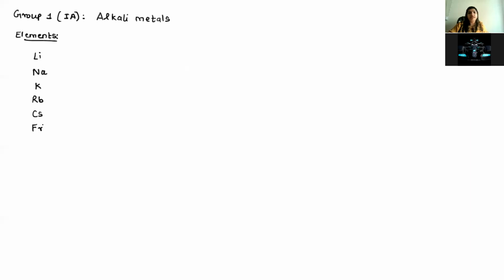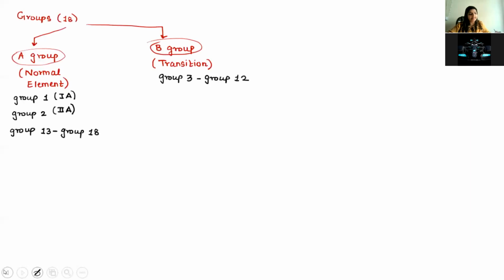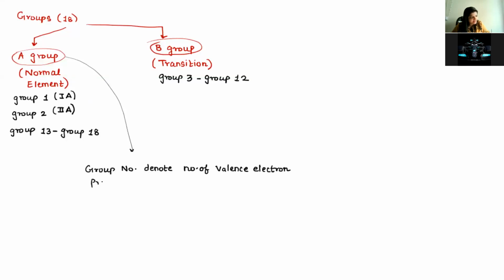Now, what is the peculiarity about this group? One more common characteristic: when we talk about A group elements, the group number will denote the number of valence electrons present in an atom.